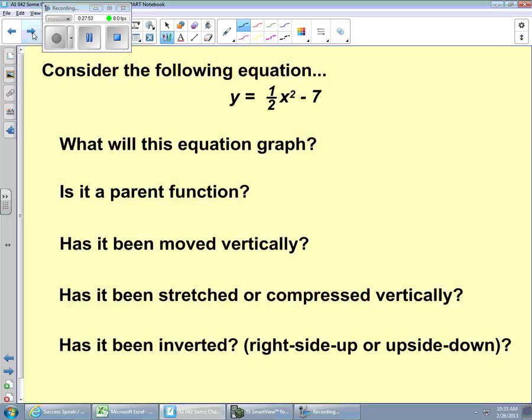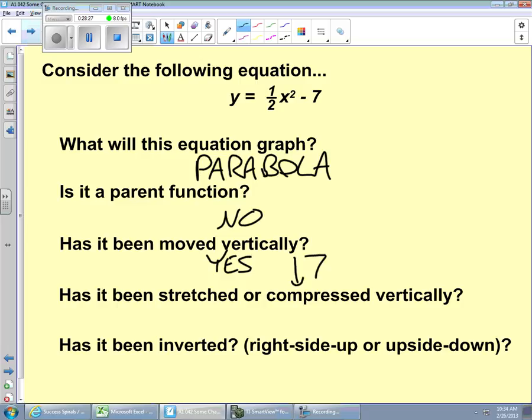How about this one? Y equals 1/2 x squared minus 7. What's it going to graph? Parabola, absolutely. Is it a parent function? No. Why is it not a parent function? It has all kinds of stuff being adjusted to it. Has it been moved vertically? Yes, it has. Which way? Down this time. How far? 7 units, absolutely.